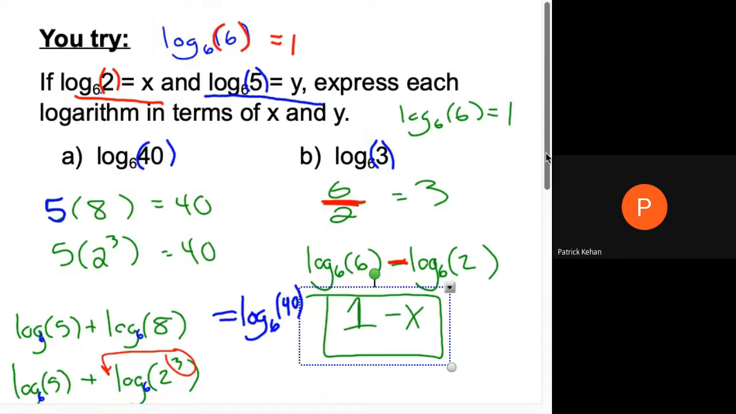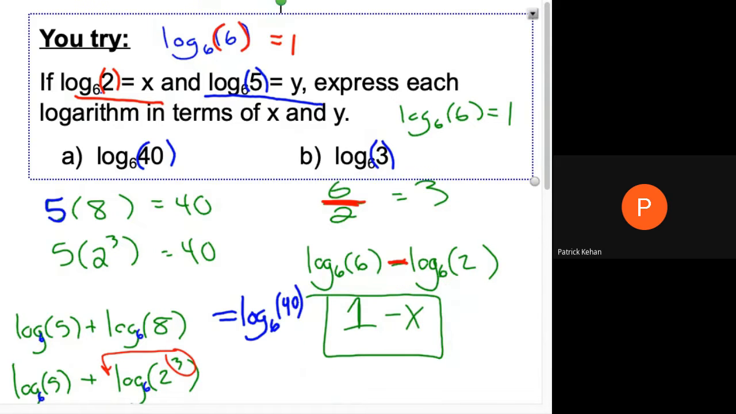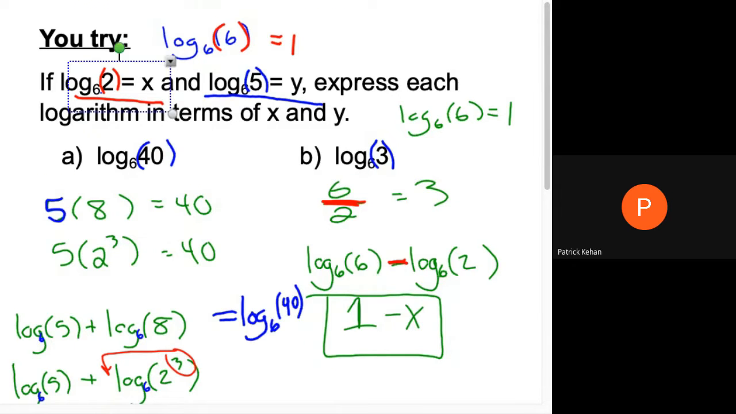And that's pretty much it, right? There's going to be some manipulation here. You're going to have to work with exponent properties and logarithmic properties, and then ultimately express the original statement in terms of the variables those logarithms were assigned to in the original part of the problem.